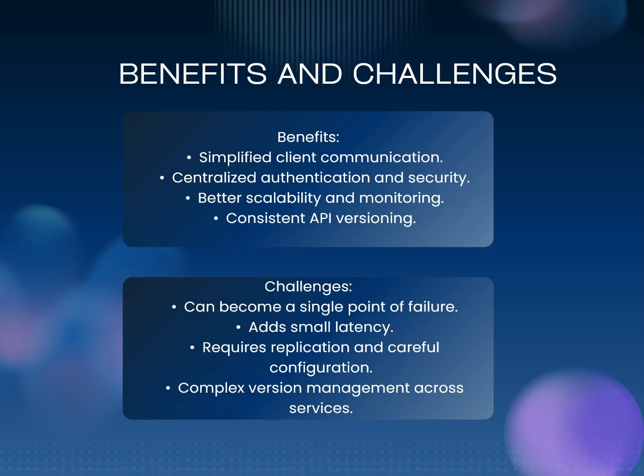Like any architectural pattern, the API gateway offers major advantages but also introduces challenges. It simplifies client logic, centralizes security and monitoring, and helps scale microservices independently. However, since all traffic passes through the gateway, it can become a single point of failure unless properly replicated. Also, every additional hop adds some latency, so optimizing caching and routing is essential. Managing versioning and compatibility across services is another ongoing challenge for architects.